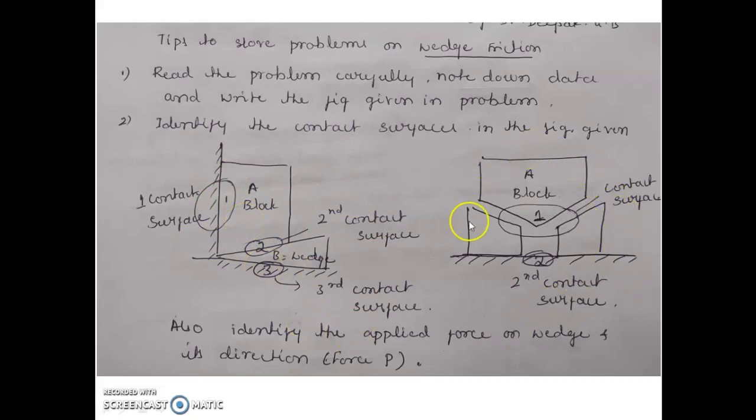Let us consider the right side figure. How many contact surfaces are there here? This is the block, a large load, resting on two wedges. These wedges in turn rest on a horizontal surface. The first contact surface is between the block and the wedges. The second contact surface is where the two wedges are resting. So here two contact surfaces are there.